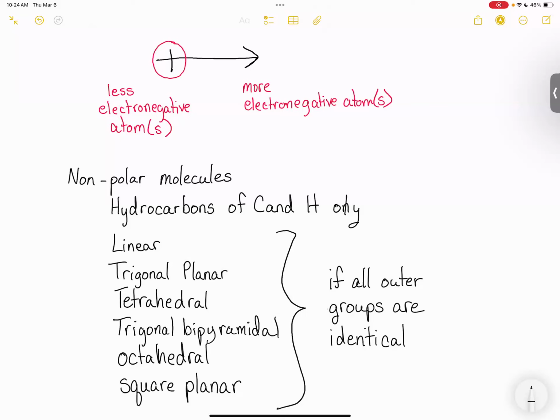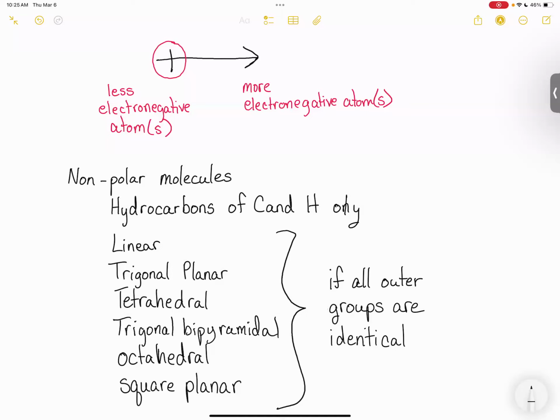Let's look at another example, and combine all this information. Let's do nitrogen trichloride. You have one nitrogen and 3 chlorines.